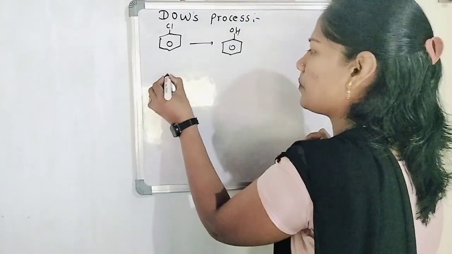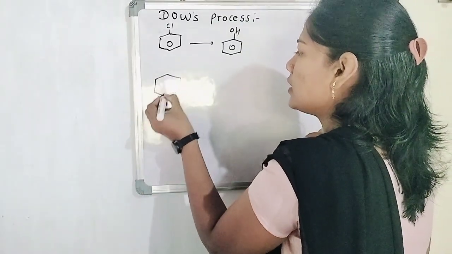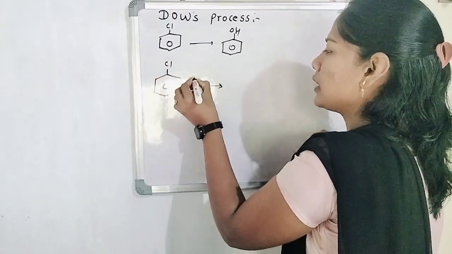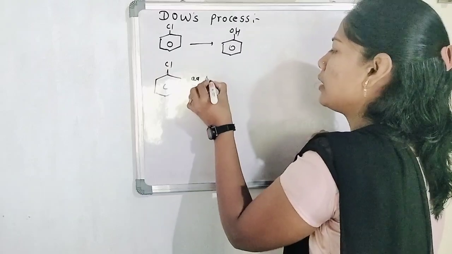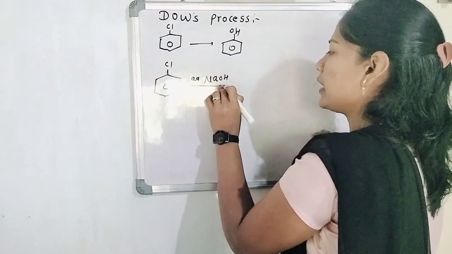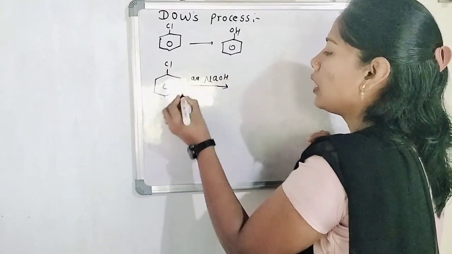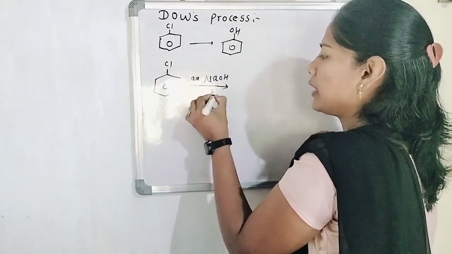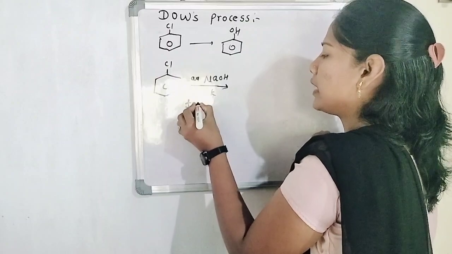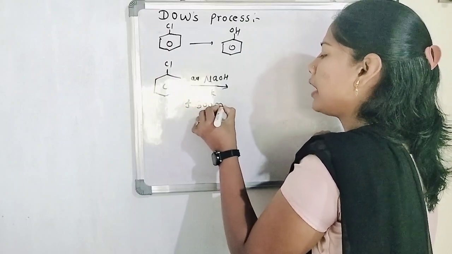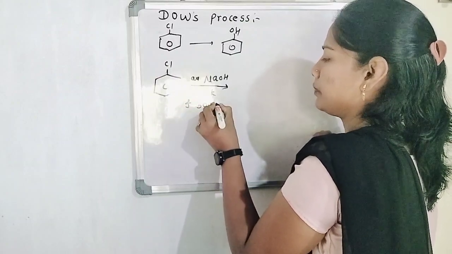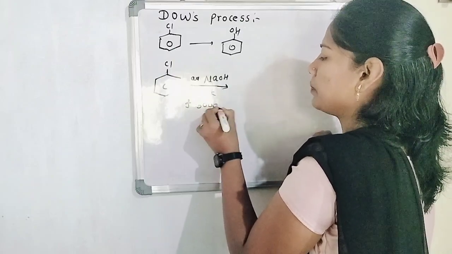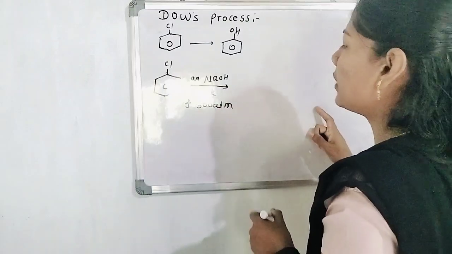Okay, let's see the reaction. Consider this benzene which contains Cl. When this chlorobenzene reacts with aqueous NaOH at a very high temperature, that is 623 Kelvin, and a pressure of 300 atmospheres, what happens in this one?